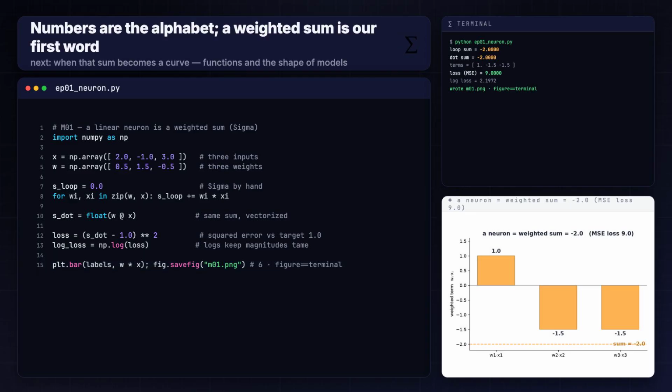Numbers are the alphabet. This weighted sum is our first word. Next episode we ask, what happens when that sum becomes a shape you can draw, functions and the geometry of a model.